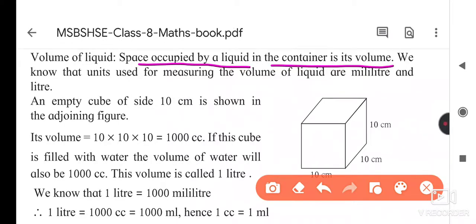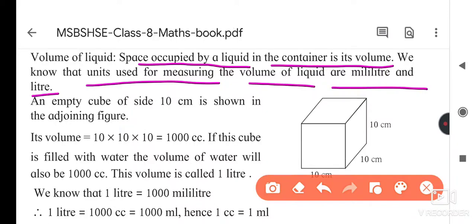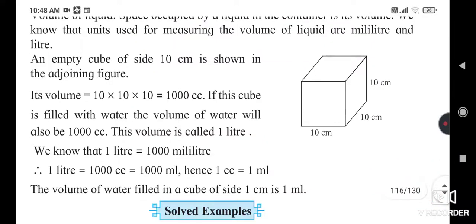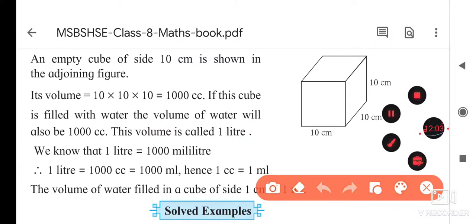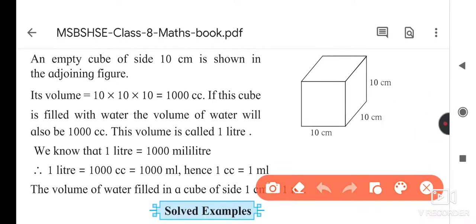We know that the units used for measuring the volume of a liquid are milliliter and liter. We are measuring liquids, like milk, we bring 1 liter, otherwise 5 liters of water, 20 liters, 30 liters. In this way our syntax capacity is 500 liters. In that way we are measuring liquid volume.